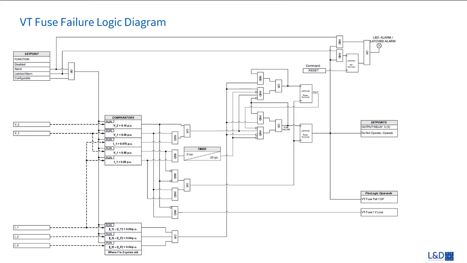There are two classes of fuse failures that may occur, Class A and Class B. For Class A, it is loss of one or two phases. For Class B, it's loss of all three phases. An indication of Class A failure is a significant level of negative sequence voltage. Indication of Class B failure is the presence of positive sequence current and an insignificant amount of positive sequence voltage.